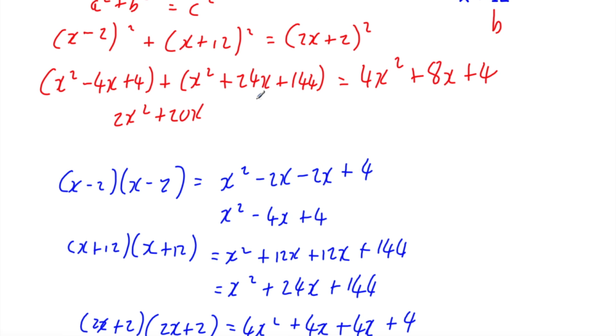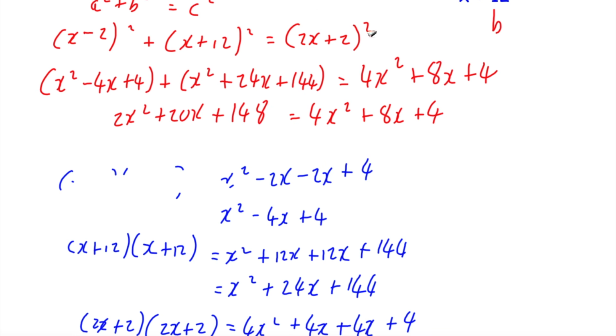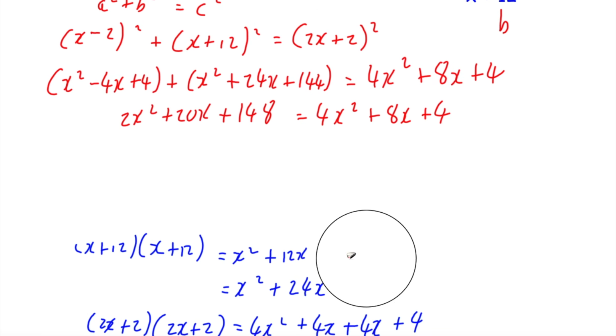And 4 plus 144 is plus 148. And that equals 4x squared plus 8x plus 4. Now I'm actually just going to get rid of our method here. Now obviously if you're doing this in an exam, do not rub this out. It's very important you keep it there on your page. But I'm just going to get rid of it to give us a bit more room here on the page.